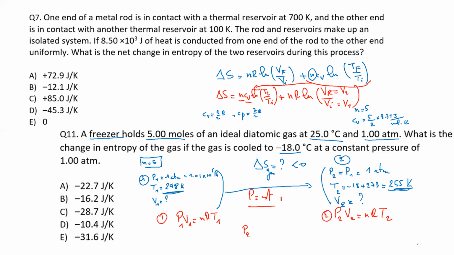Of course, I will have P2 divided by... P2V2 divided by what? P1V1 is just equal to nR. We'll simplify and I'll just have P2 divided by T1. But you remember P2 is equal to P1, because the pressure is constant. P2 is equal to P1.